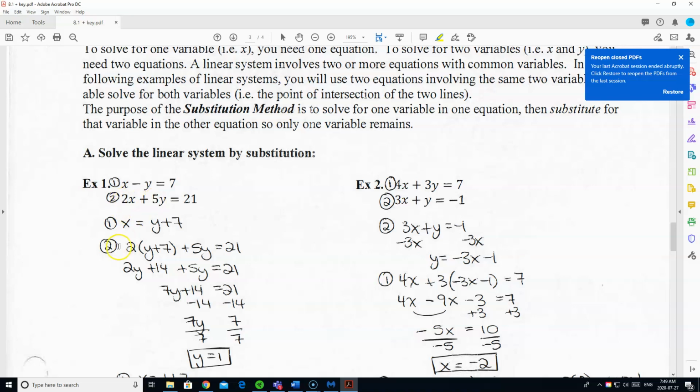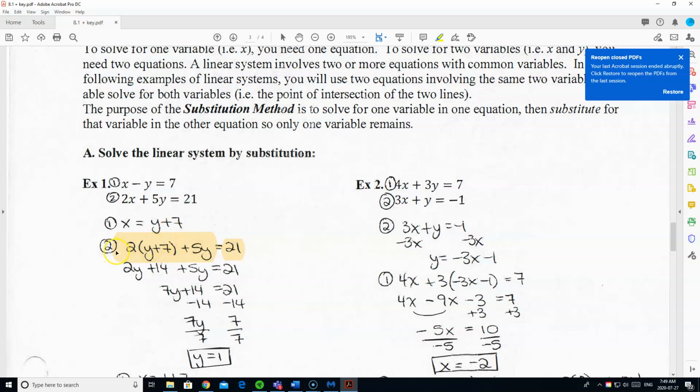So here we have our second equation, 2x plus 5y equals 21. And from the first equation, we have x equals y plus 7. So whenever you see an x in the second equation, you plug in y plus 7. Okay, and you just fill out the rest of the equation here. So this is just equation 2 with y plus 7 substituted wherever there's an x.